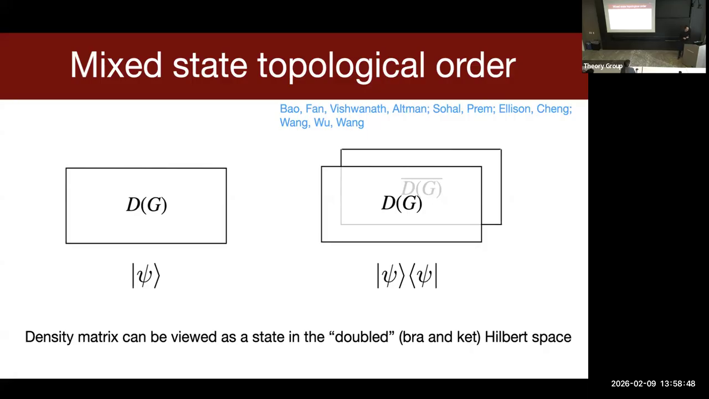So the constraints, of course, are that density matrices have to be Hermitian and they have to be positive. We'll get back to these constraints in a bit. But nevertheless, it's a useful thing to keep in mind that we can view density matrices in this way.